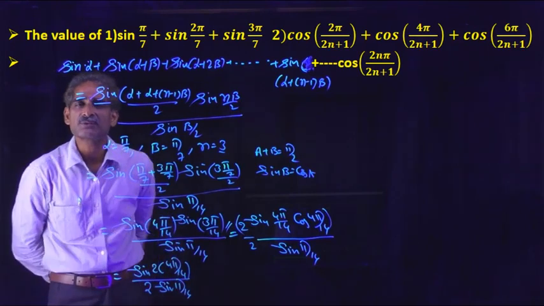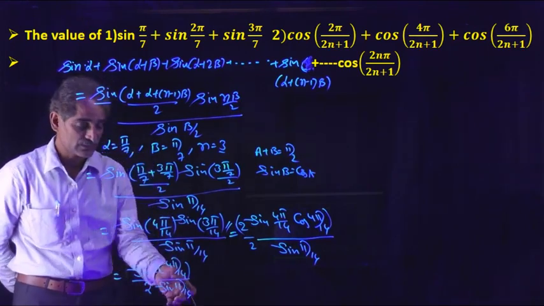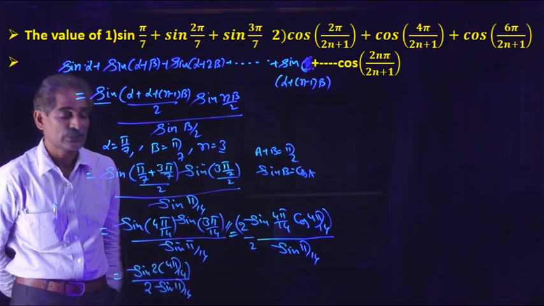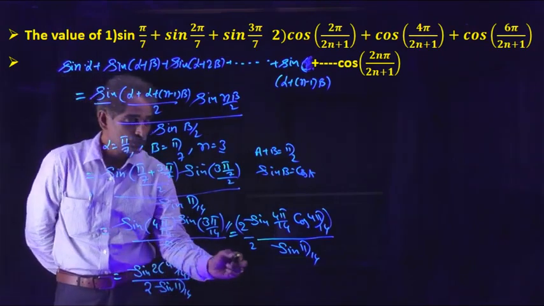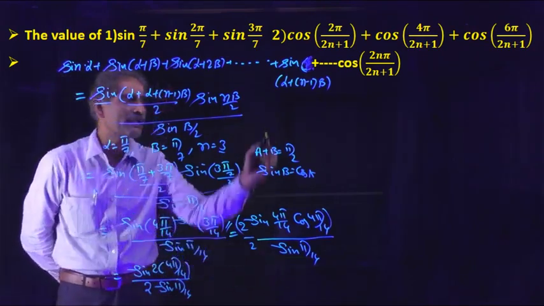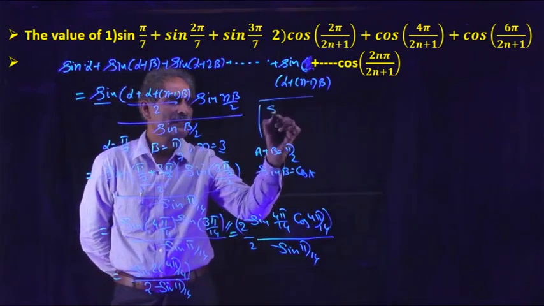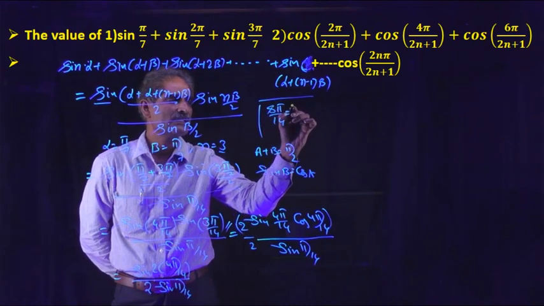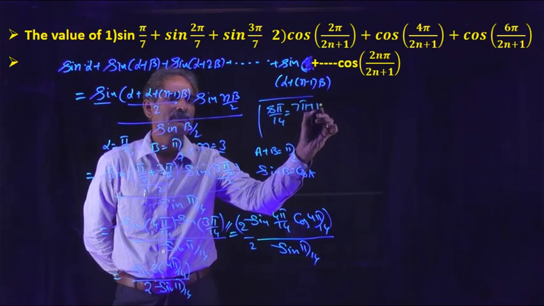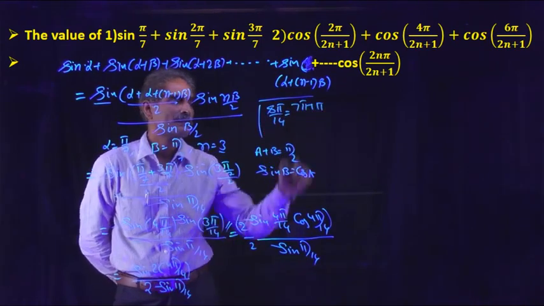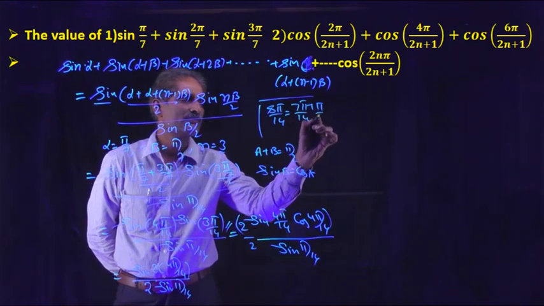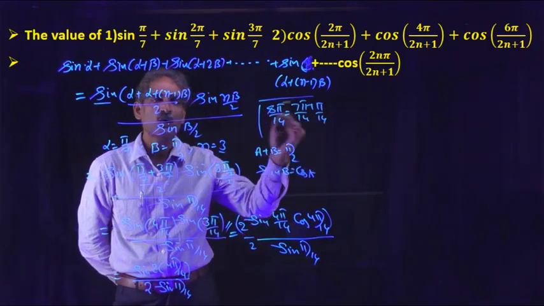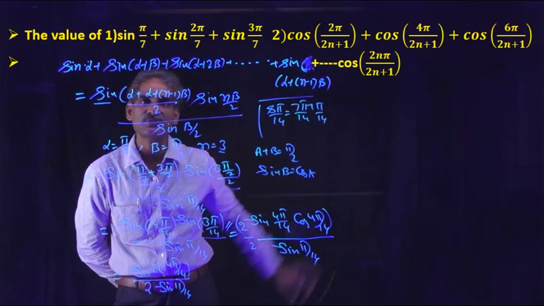How can we express 8 pi by 14 in terms of pi by 14? So 8 pi by 14, we can write as 7 pi plus pi by 14. This is how to express 8 pi by 14 in terms of pi by 14.